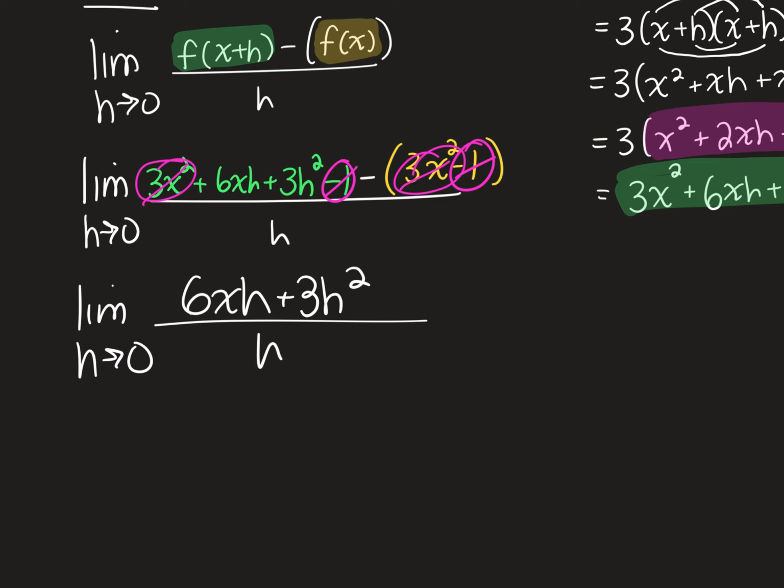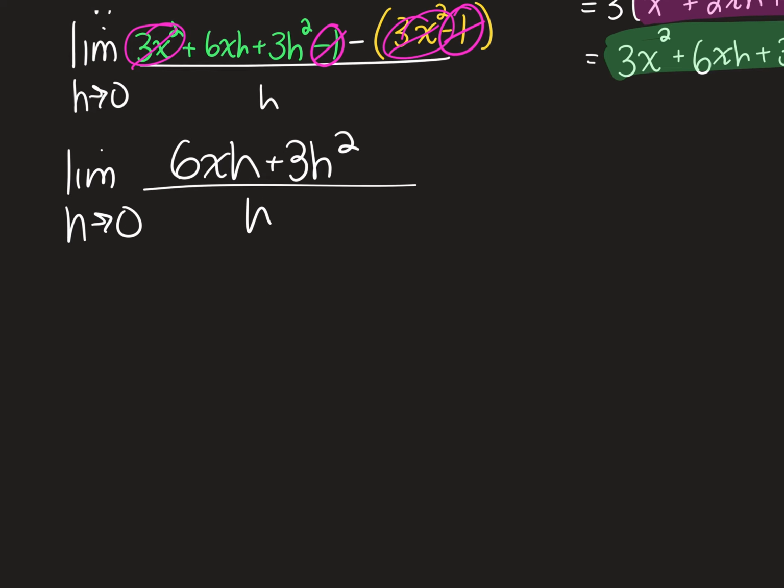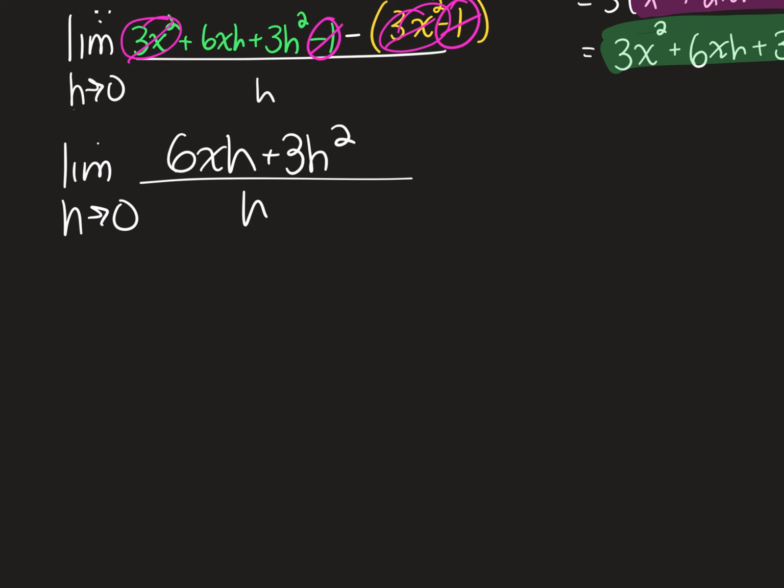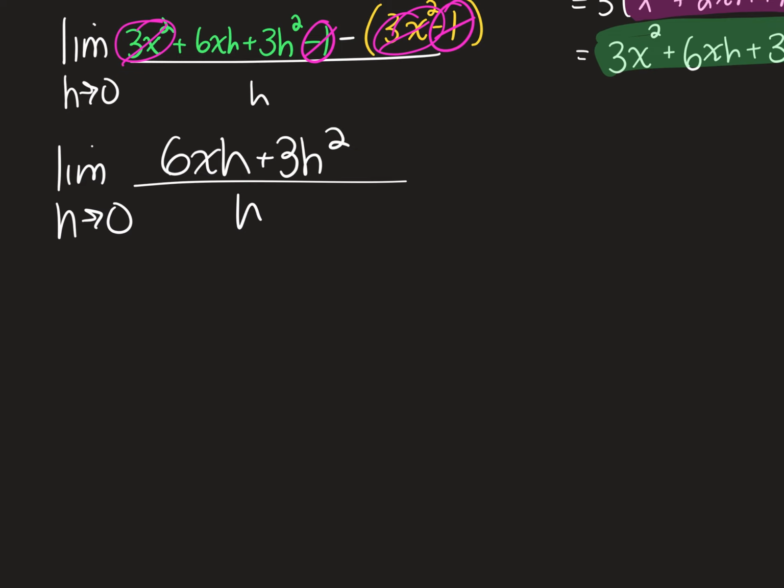But I'm still at a place where I'm having an issue because I can't plug 0 in for h, because I still get something divided by 0. So one of our strategies that we used earlier in the year when we talked about limits was the idea of factoring out a common factor. Well, if I notice that everything has a factor of h, then I'm going to factor that out of the numerator.